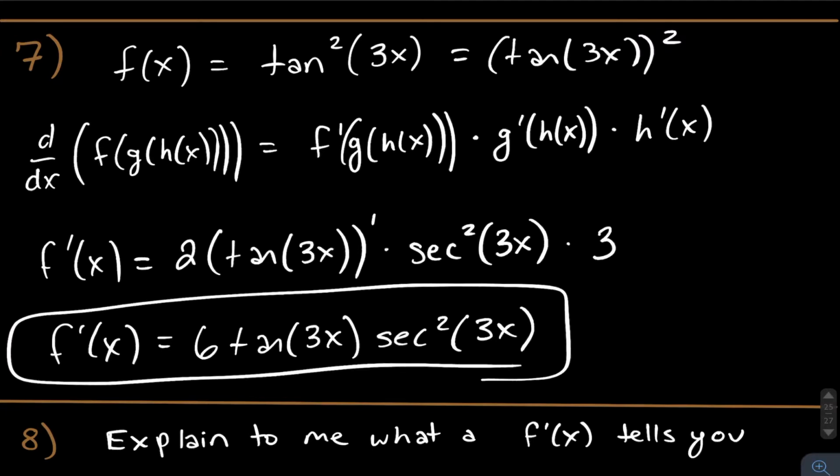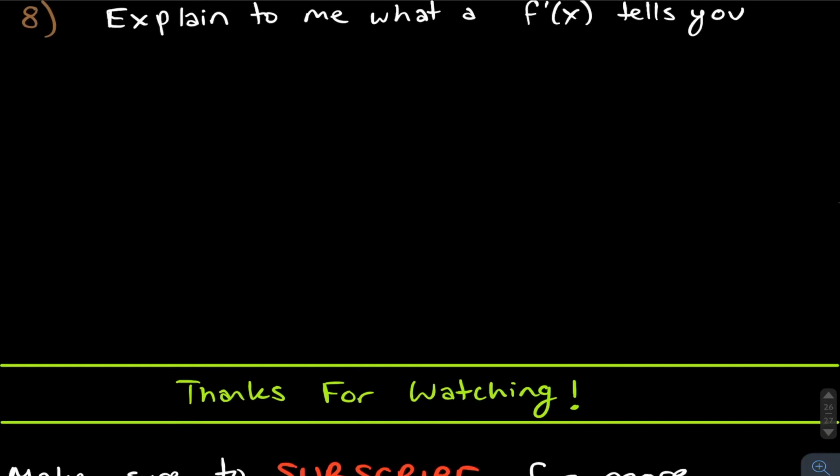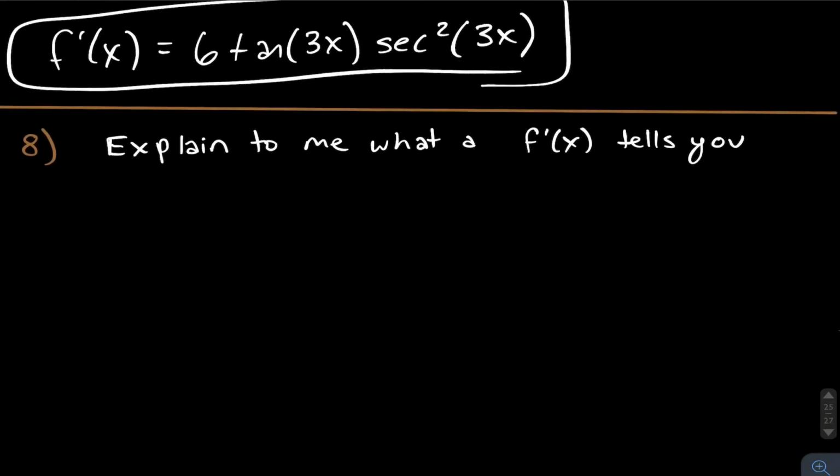Now you could simplify this down further by breaking it up into sines and cosines. I'm sure there's some way you could do it, but I'm not going to because it probably wouldn't even be that nice here. Anyways, for our last problem, just explain to me what an f prime of x tells you. I want this to be a conceptual question. I want you to understand what we're actually finding here.